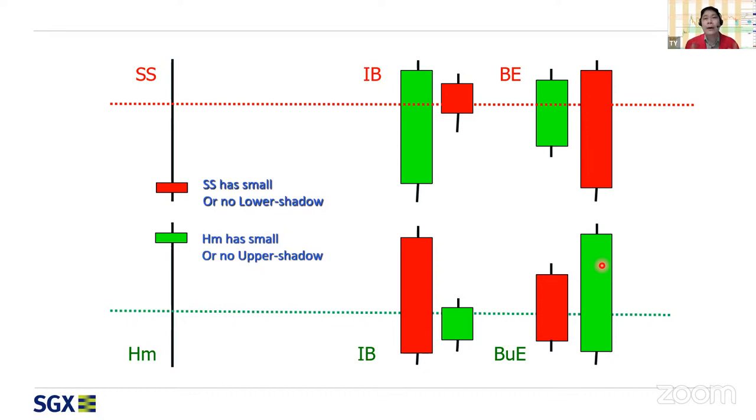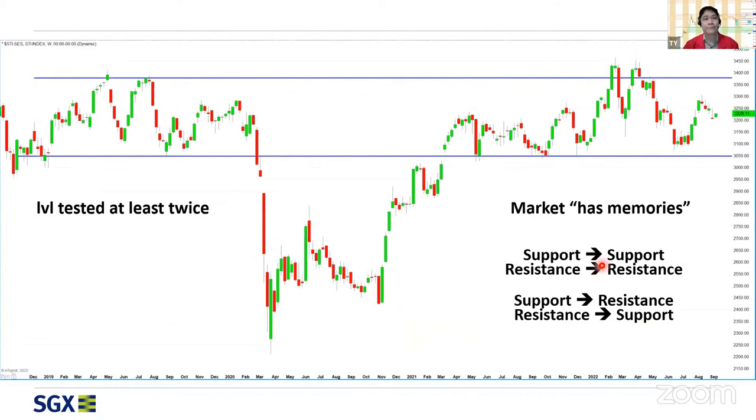Among all the other additional things that you can learn about candlesticks, we just talk about using it as price action for entry, for long entry at the support area or for short entry at the resistance area. So with that, let's take a look again at our market.